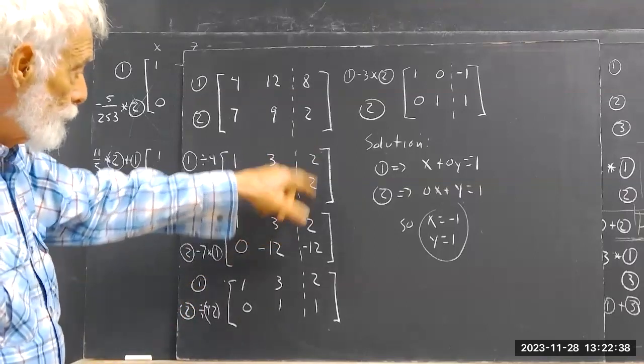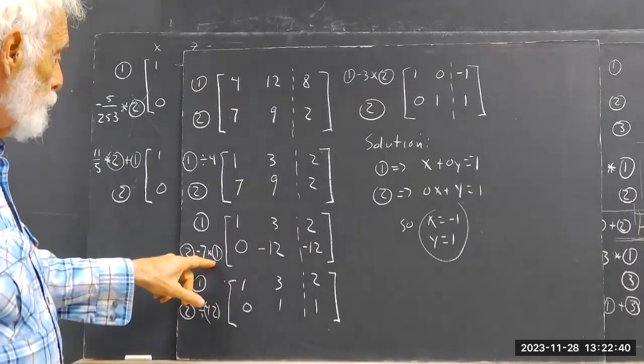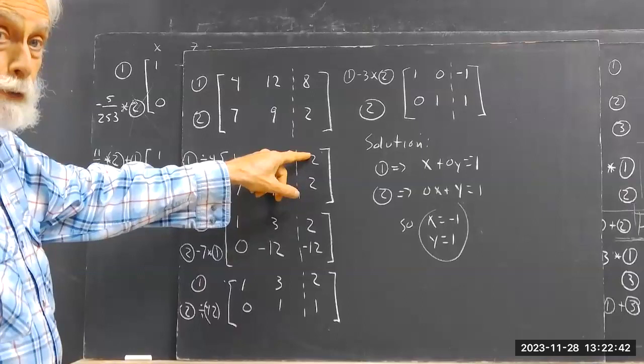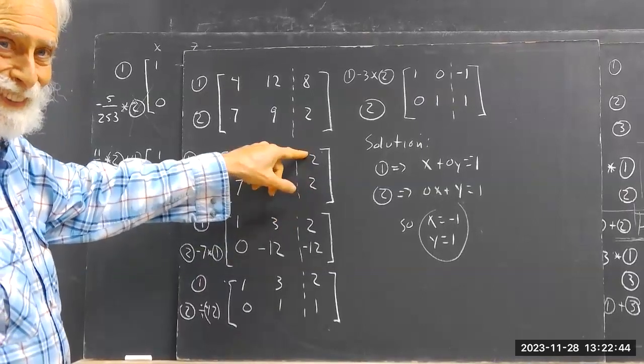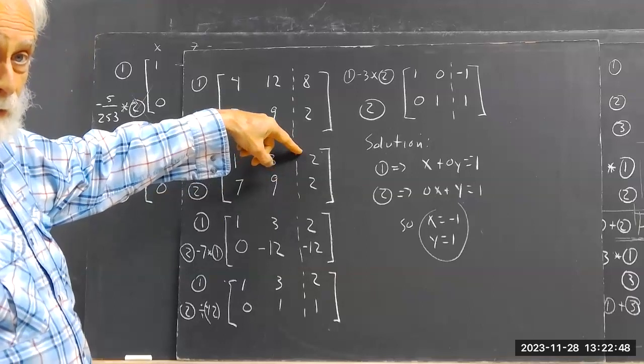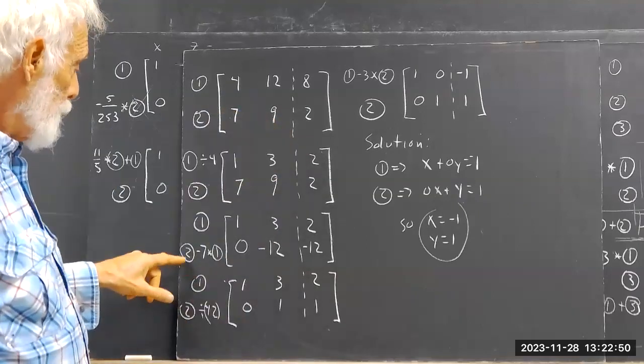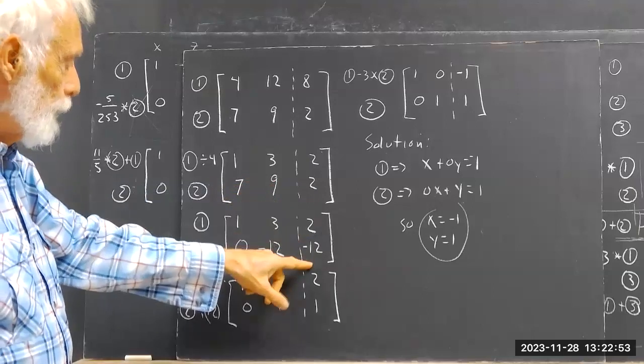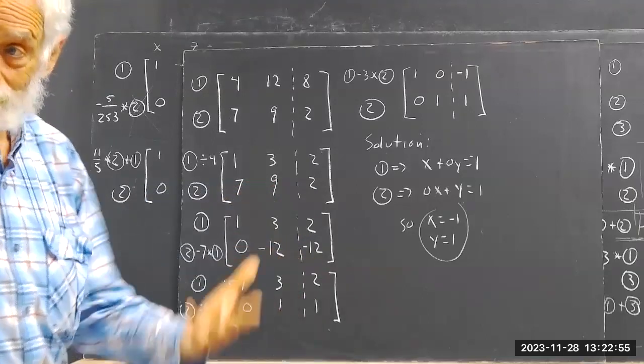Now, third column, what's the number in row 1? It's 2. This 2, not this 2. Okay. And we multiply that by -7, gives us -14. And we add that to 2, and we get -12. Okay.